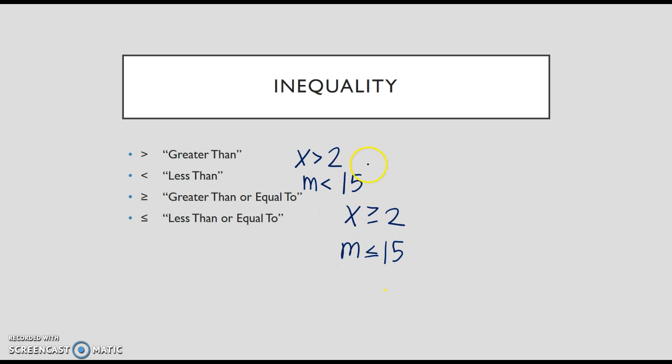A couple other things about the way we separate these. We're going to talk about graphing in a minute. Because we don't include the 2 or the 15, if it's just greater than or less than, we're going to use an open circle. Because we include the 2 or the 15 or whatever number we're working with, we're going to use a closed circle. So we're coloring it in, whereas up here we're going to leave a hole there because we don't include it. We'll use that in a second.